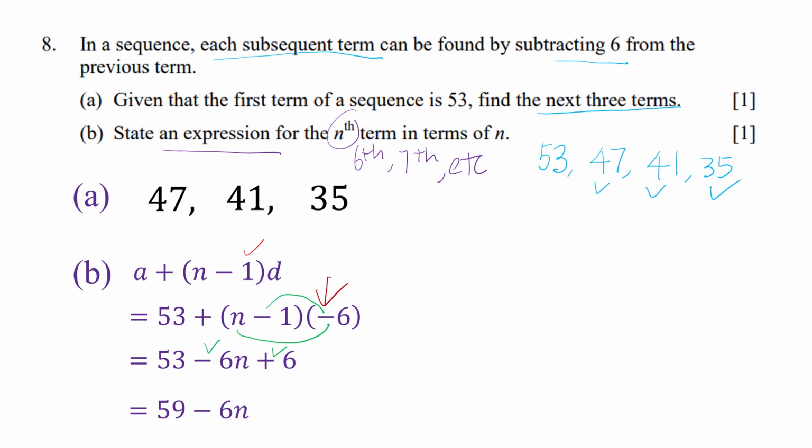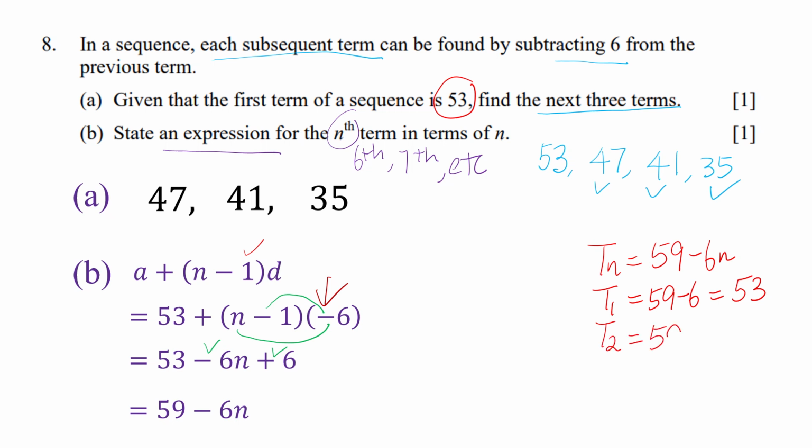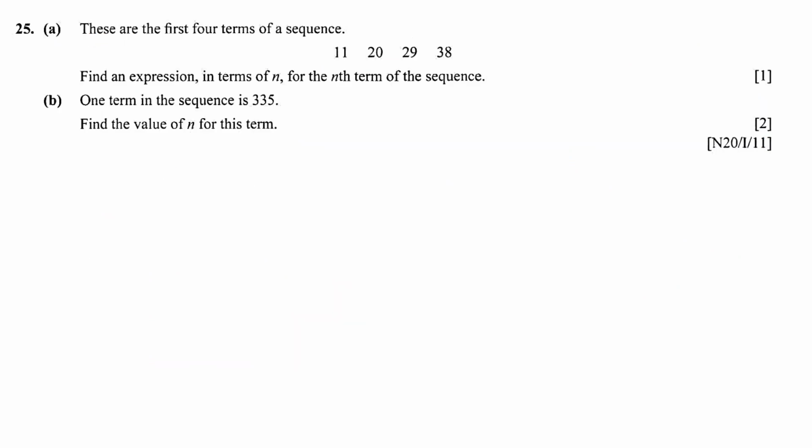So to check your answer, this is what you can do to check if you have got the correct answer. So this is the formula. When you substitute n to be 1, you see that you get 53, which is what we are told here, the first term. If you substitute n to be 2, you get 47, which is what we get for the second term. Right, so let's look at the next question.